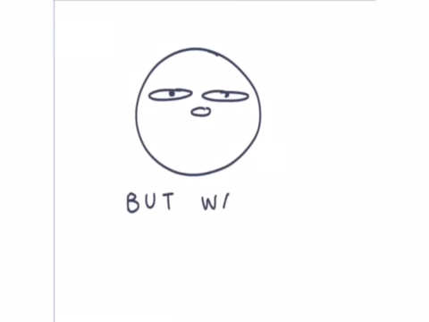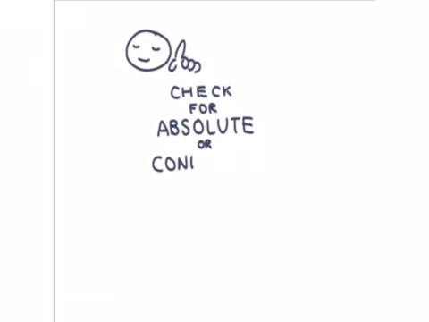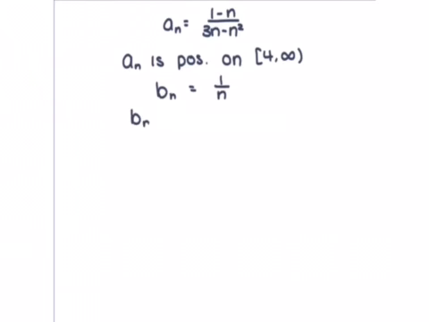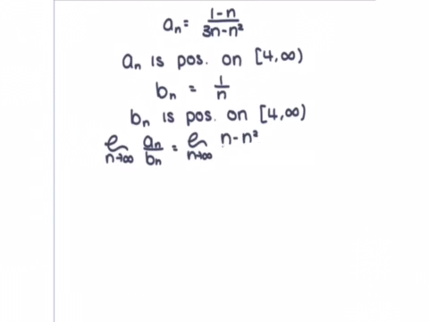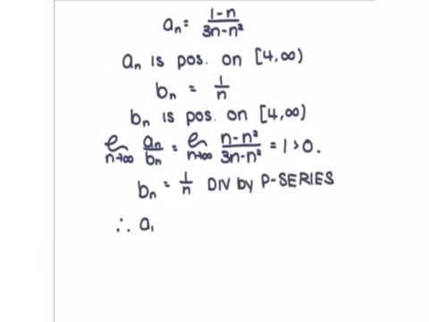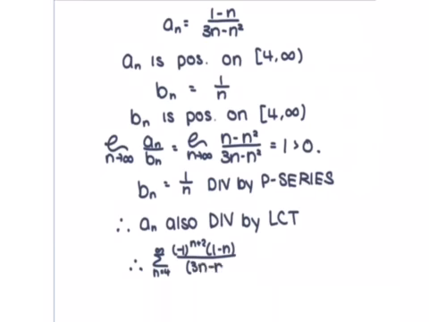But wait. Remember, we have to check for absolute or conditional convergence with alternating series. Here, we are using a previously used test to find if a sub n is convergent or divergent on its own. Now, what test is this? It's limit comparison. We find that a sub n is also divergent. Therefore, the series is conditionally convergent.